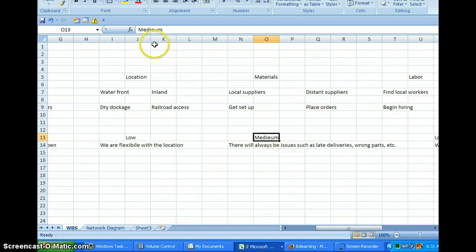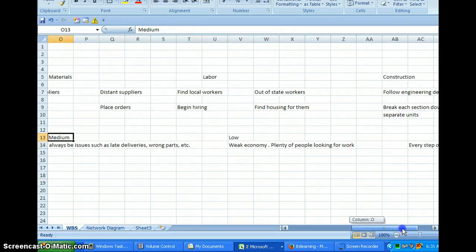The risk here is going to be medium, and the reason why is because there will always be issues such as late deliveries, wrong parts, etc. So we want to assess that risk level as medium.